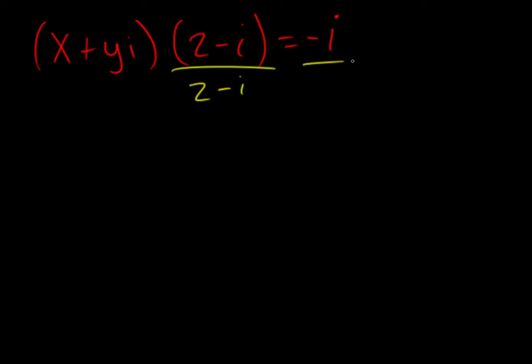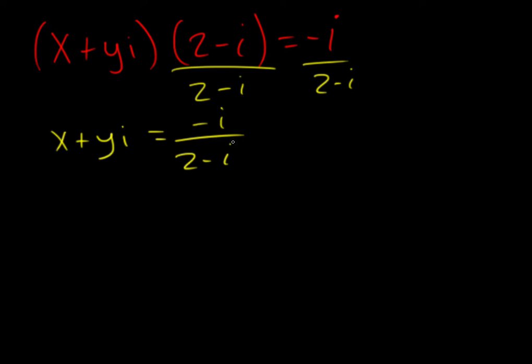Okay, so it says find real numbers x and y such that (x plus yi) times (2 minus i) is equal to negative i. We're going to approach this how we approach anything else, algebraically. So we're going to divide both sides by 2 minus i. So we get x plus yi equals negative i over 2 minus i.